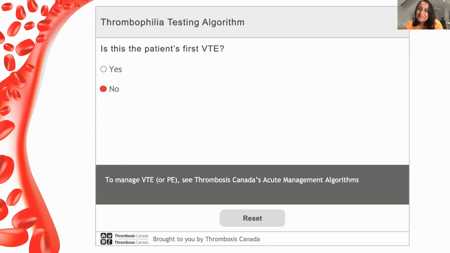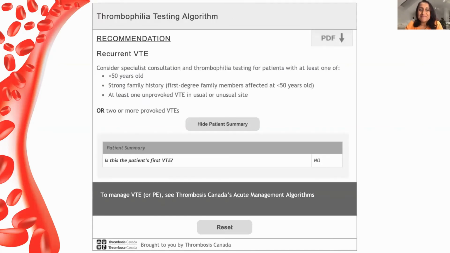Next slide, please. When you fire up our thrombophilia testing tool, the first question you're going to encounter is whether this is the patient's first VTE. So because it's not, we can click no, and go to the next slide. And it takes us immediately to a recommendation.